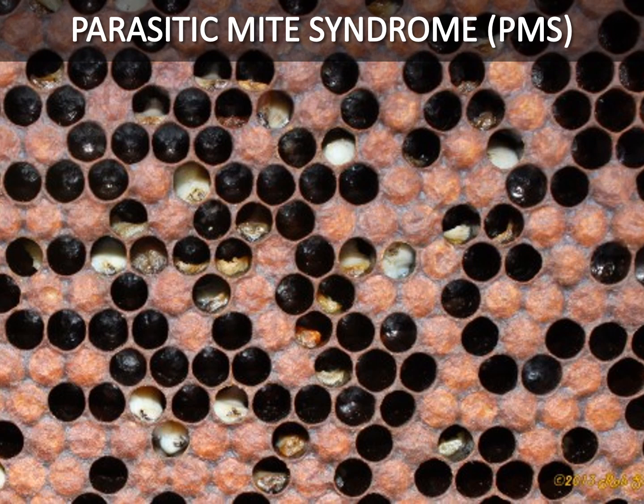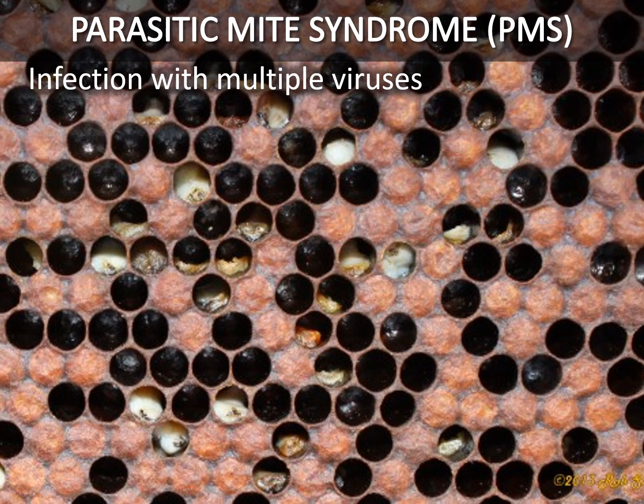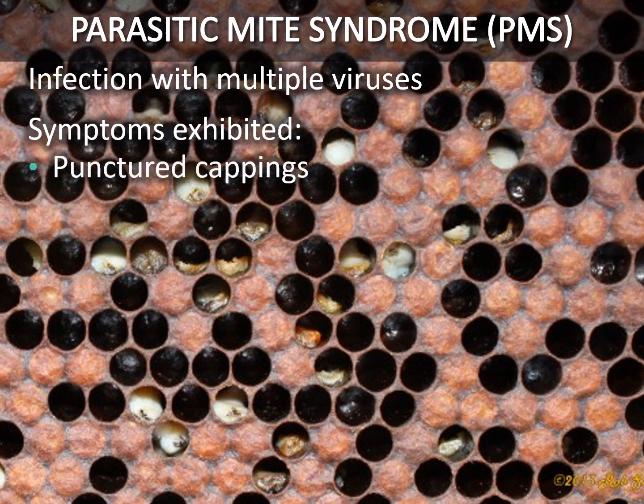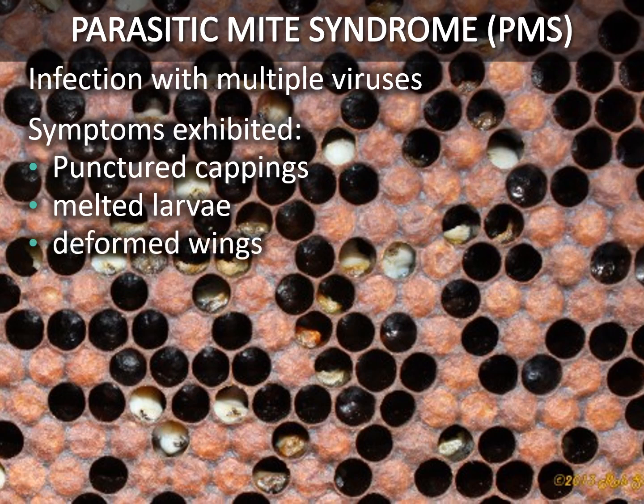With parasitic mite syndrome, you will see multiple viruses sort of have the same action result in the bee. So the symptoms are these punctured cappings. This picture does not show punctured cappings very well. The next one does, so we'll look for that. But in this one, the cappings were never laid down. You end up with these larvae that don't look healthy and pearly and glossy. They just look sort of melty and snotty in the bottom of the cells.